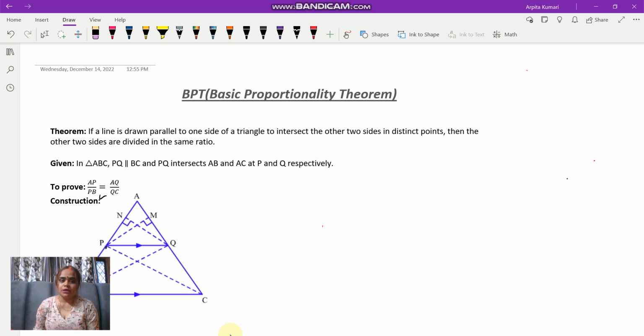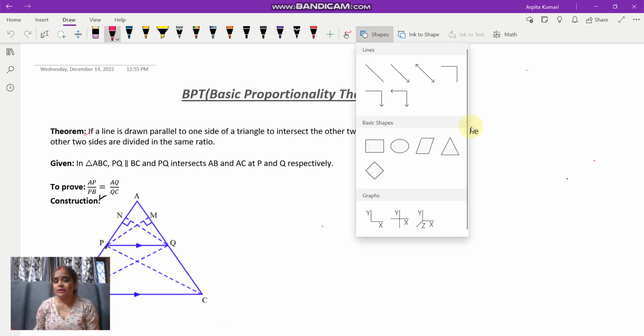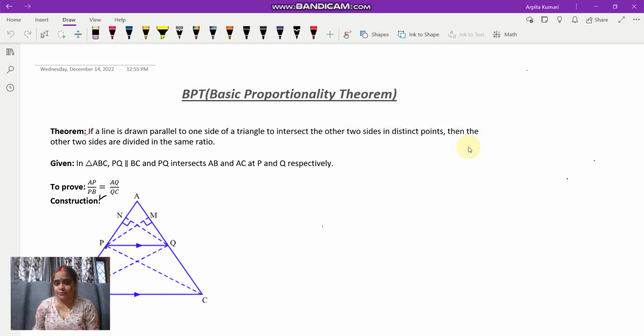Before going to the proof of the BPT theorem, let's talk about what this theorem says. This theorem says that if a line is drawn parallel to one side of a triangle to intersect the other two sides in distinct points, then the other two sides are divided in the same ratio.